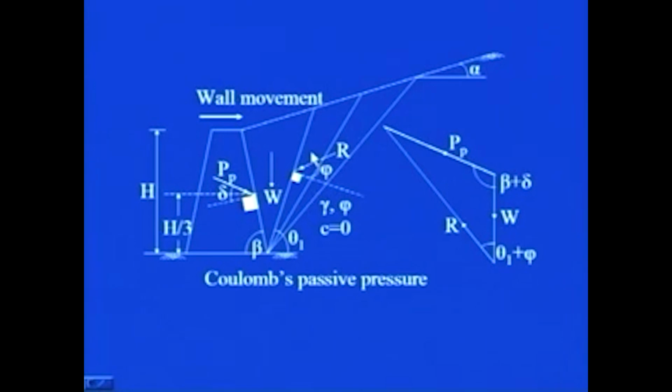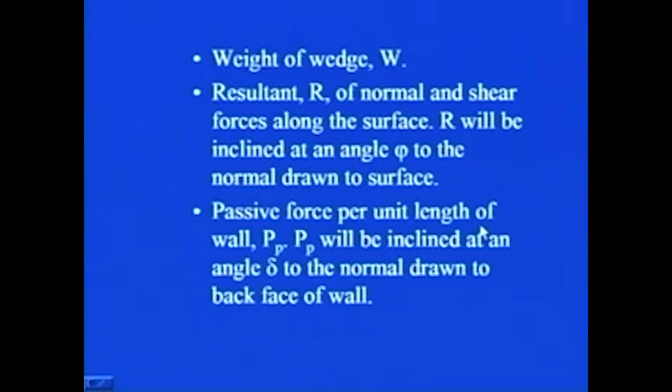See, simply by trigonometrical things you can find out the angle between W and PP and the angle between W and R. So, different forces as I explained to you: weight of the wedge W, resultant R of normal and shear forces along the surface, and this R will be inclined at an angle phi to the normal drawn to the failure surface. Then the passive force per unit length of the wall PP, which will be inclined at an angle delta to the normal drawn to the back face of the wall.